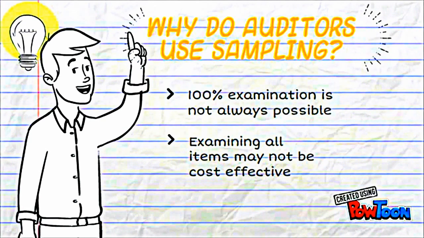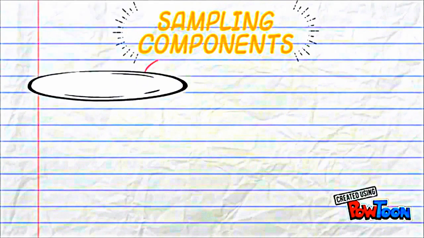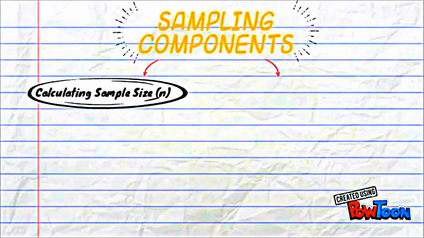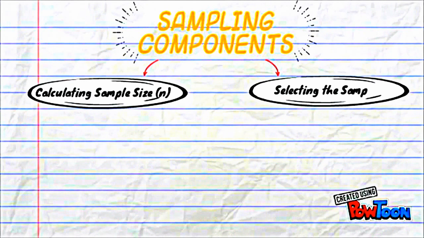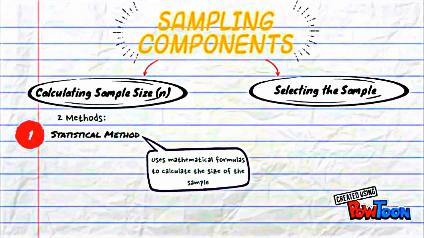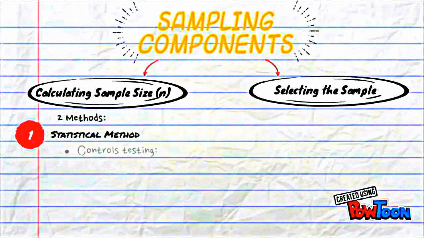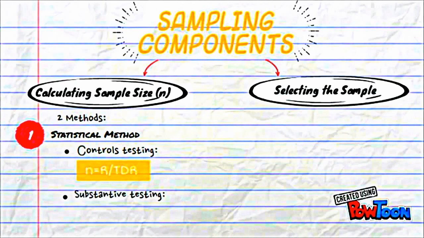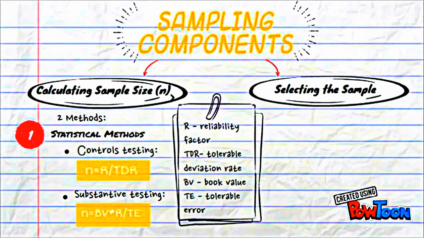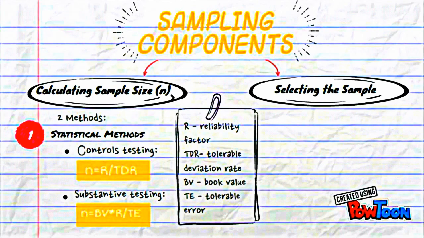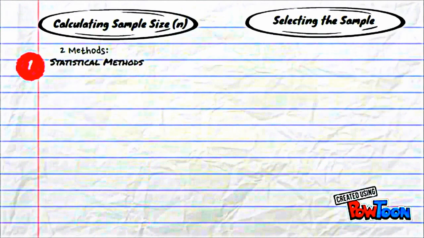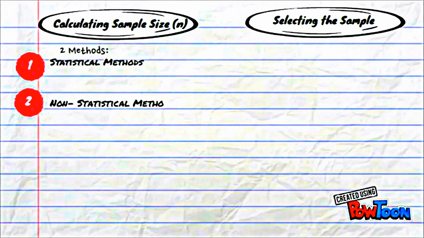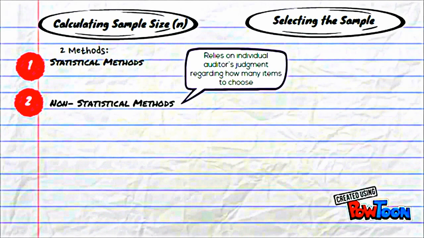Sampling includes calculating the sample size and selecting the sample. For calculating the sample size, there are two main methods. The first one is statistical. It uses mathematical formulas to calculate the sample size. For test of controls, we divide the reliability factor by the tolerable deviation rate. For substantive testing, we multiply book value by reliability factor and divide by tolerable error. The second method is non-statistical. Here, the auditor uses his or her judgment to determine the sample size.